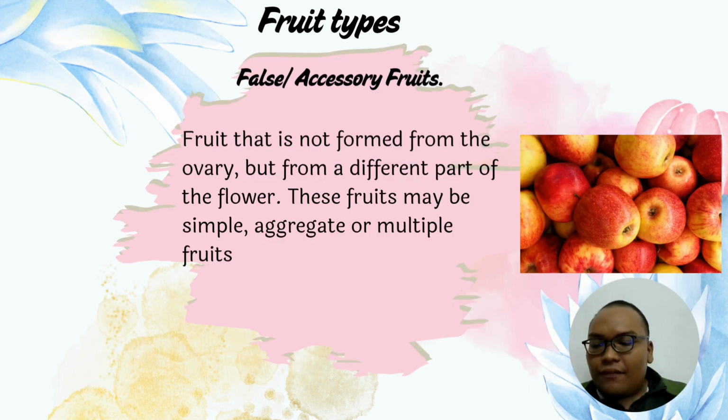Next is false or accessory fruits. False fruits are different because they are not formed from the ovary alone. Instead, they form from other parts of the flower, such as the receptacle. These fruits can still be simple, aggregate, or multiple in structure. A good example, as we can see, is the apple, where the fleshy part we eat is not only from the ovary. Other examples include the peach.